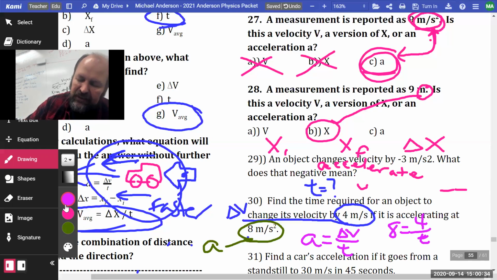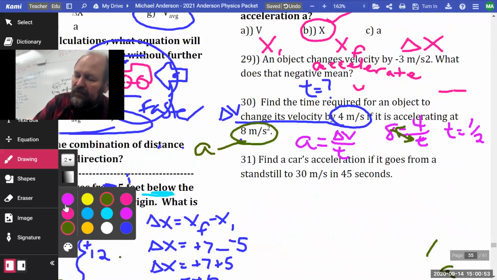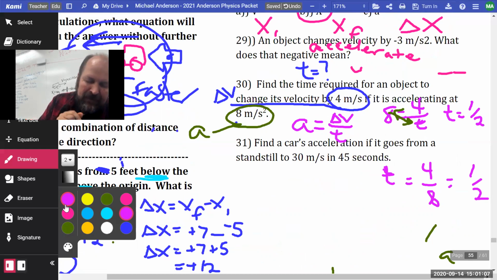If you solve for t here, you'll get t is equal to 1/2. To do that, remember, you'll switch the diagonals. So you get t equals 4 over 8. Let's see if I can write that down over here. Switching the diagonals, I get t equals 4 over 8. And that equals the 1/2.